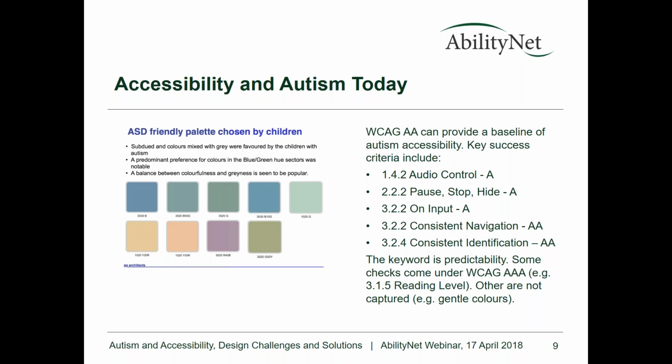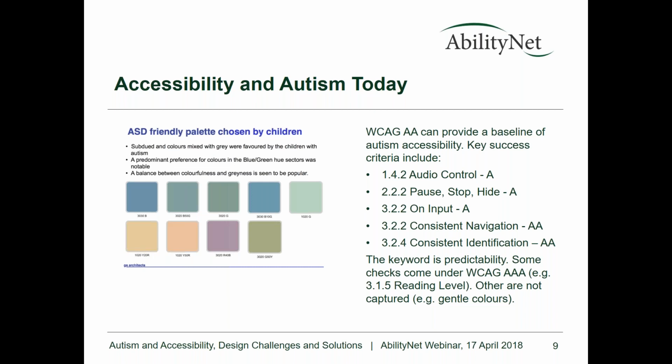Similar with on input. On input is the success criteria, which I say, I've inputted, so I've clicked on something, I've hit the spacebar, and something really unexpected happens. And again, with autism, we can say, well, that shouldn't happen. The website should be very predictable. Another two are consistent navigation and identification.